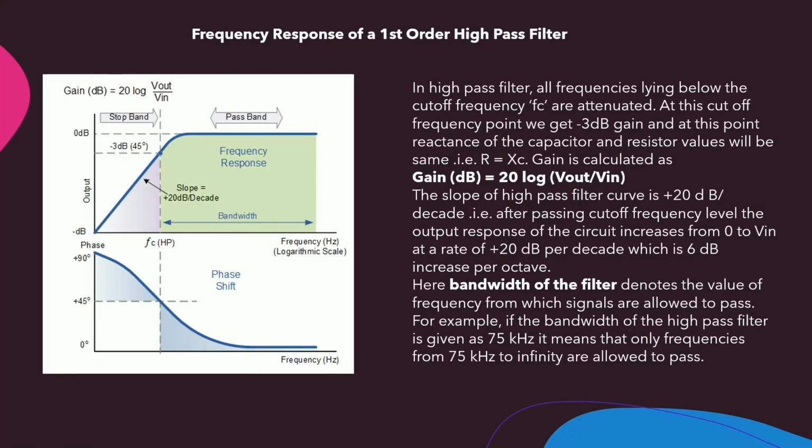In a high-pass filter, all frequencies lying below the cutoff frequency are attenuated. Here the bandwidth of the filter denotes the value of frequency from which signals are allowed to pass. For example, if the bandwidth of the high-pass filter is given as 75 kHz, it means that only frequencies from 75 kHz to infinity are allowed to pass.